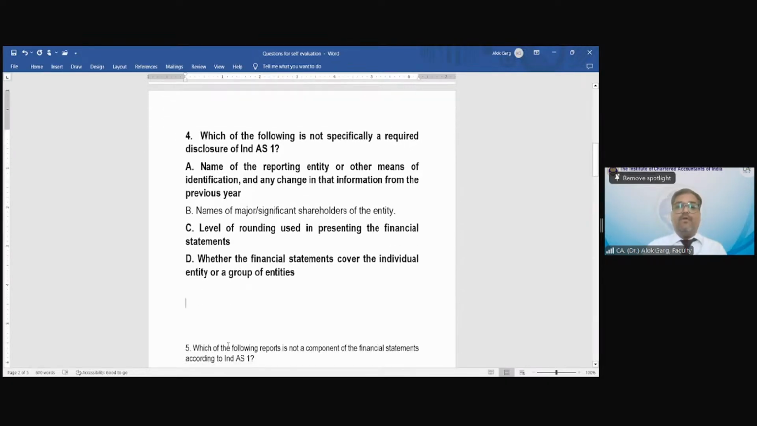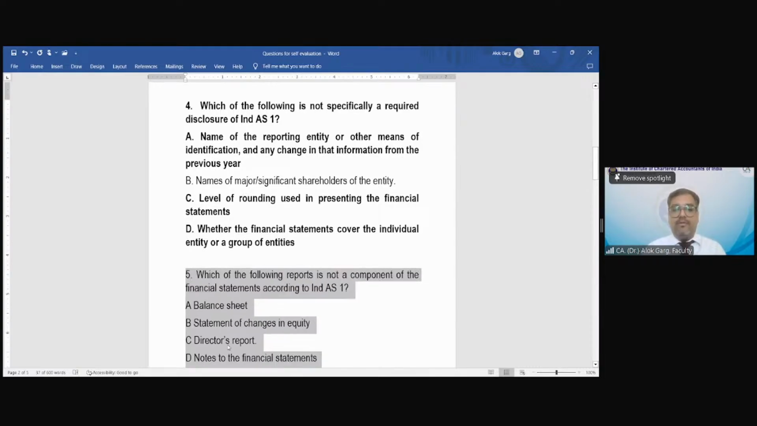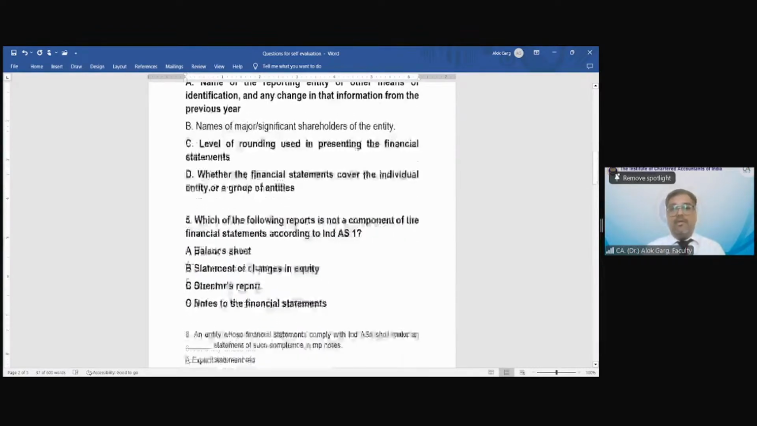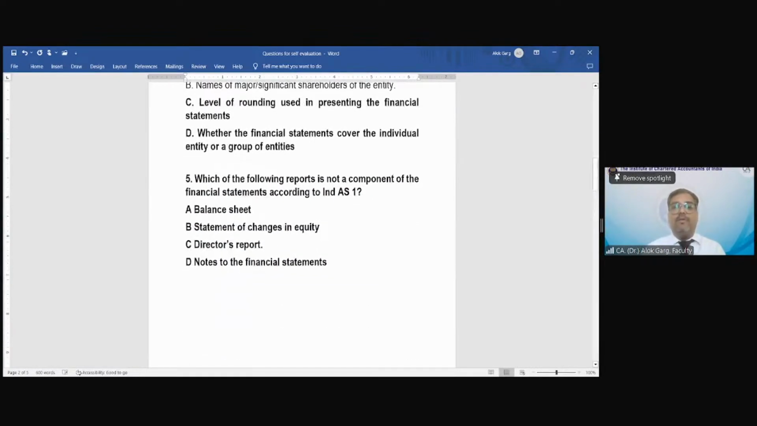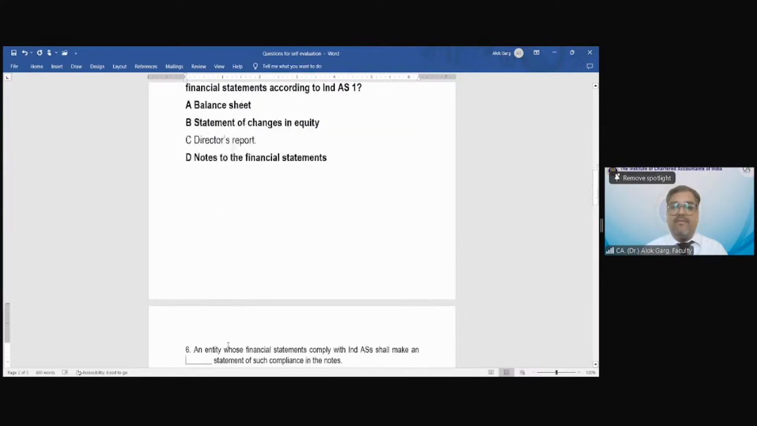Question number 5. Which of the following reports is not a component of the financial statements? Balance sheet is a component, statement of changes in equity is a component. Director's report is not a component. This is a component of the annual report, but not a component of the financial statements.